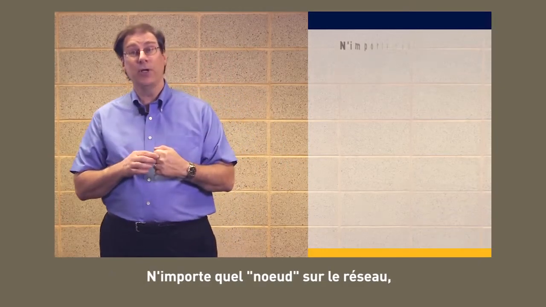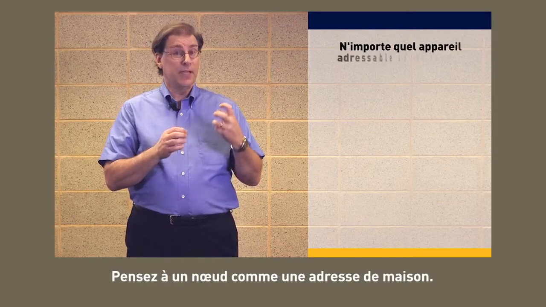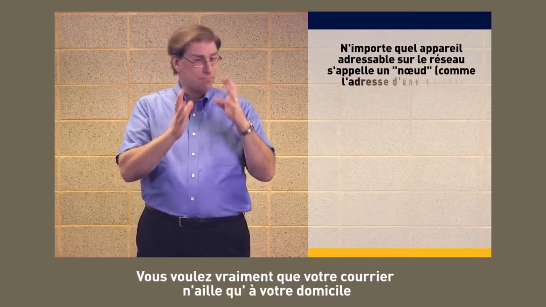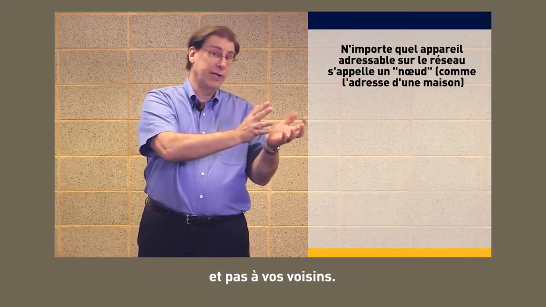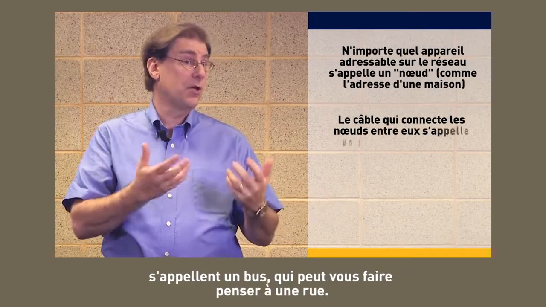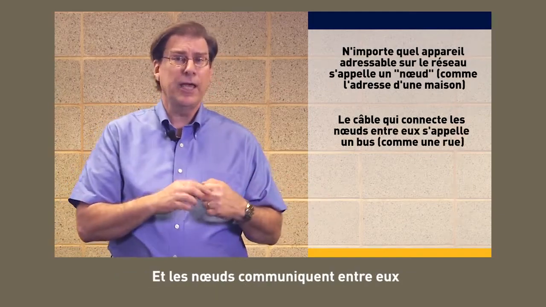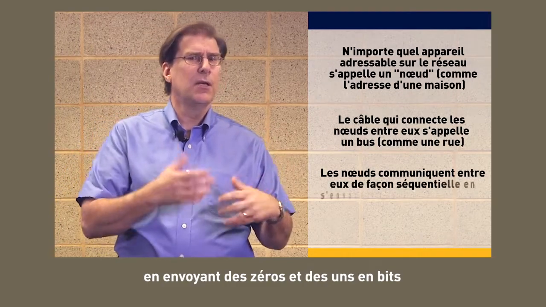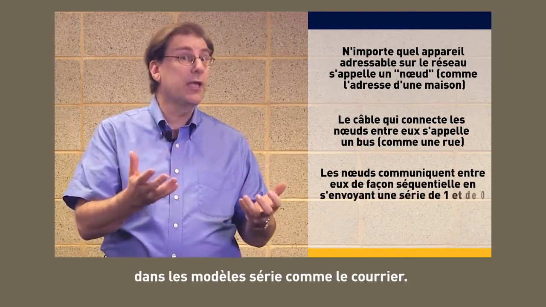So any node on a network, it's called a node, but it's just like a house address. You really want your mail only going to you and not to your neighbors. The connections that tie the nodes together is called a bus, like a street, and the nodes communicate to each other by sending ones and zeros and bits in serial patterns, just like mail.